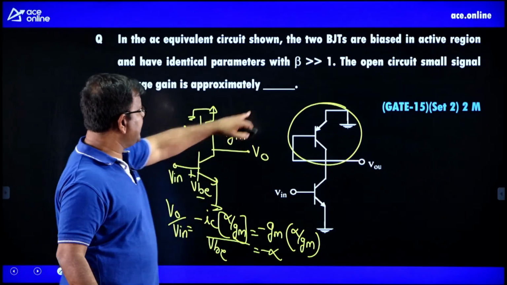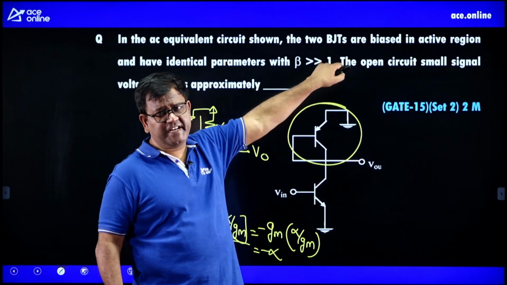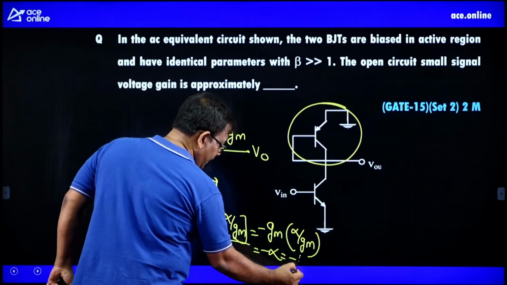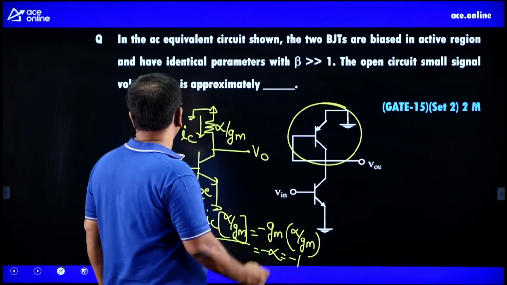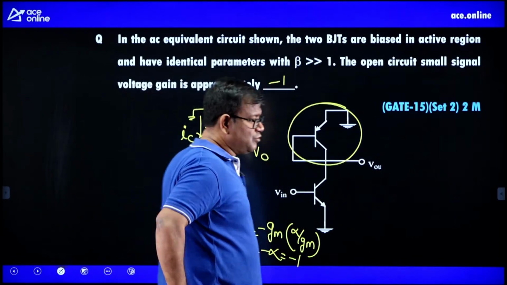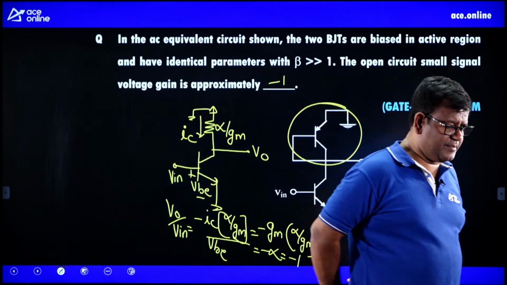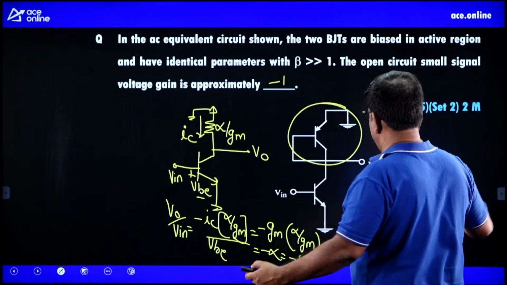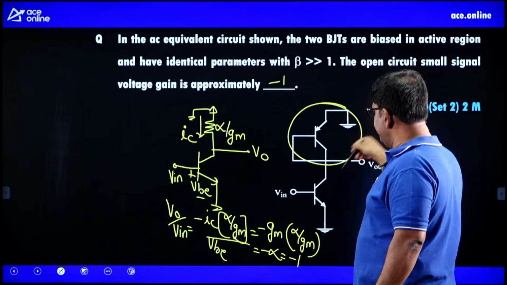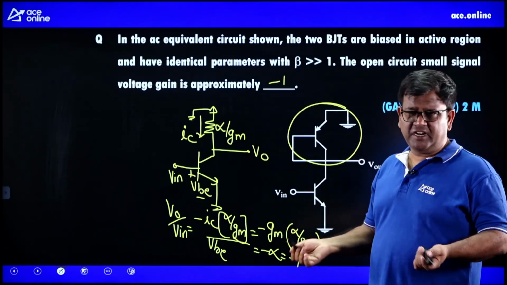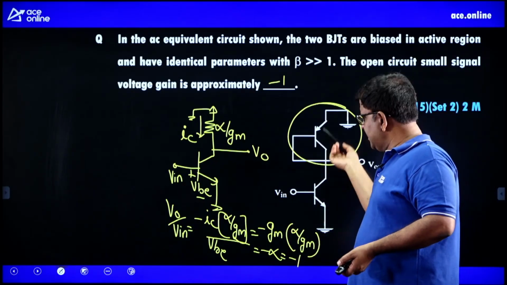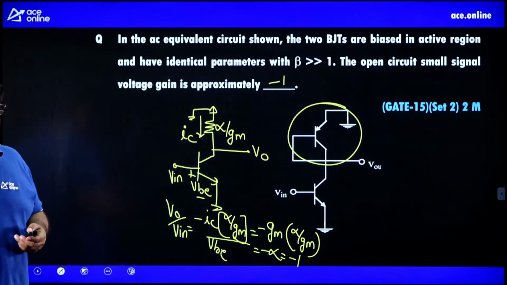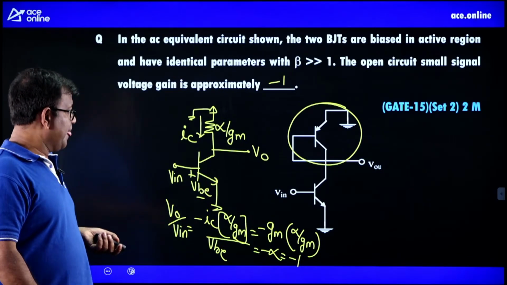But he says beta is much greater than 1. If beta is far greater than 1, then alpha is 1. So minus 1 is the answer. So the voltage gain is close to minus 1, or minus alpha specifically. Or if you don't want to convert a transistor into a resistor, that's the shortcut, you can do this by small signal model also, right? So you can take 2 transistors, that takes time, but you can do it, right?